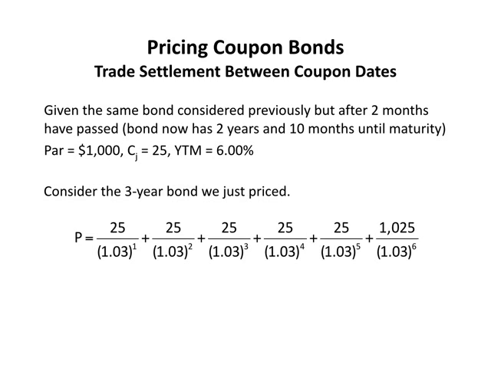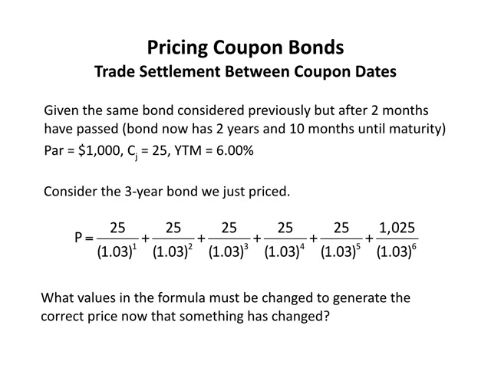Consider the 3-year bond we just priced. Here again is the bond price formula we just worked through when it was a 3-year bond. What will need to be changed on the right-hand side of the formula to determine the correct price now that circumstances have changed? What's different from the previous example?